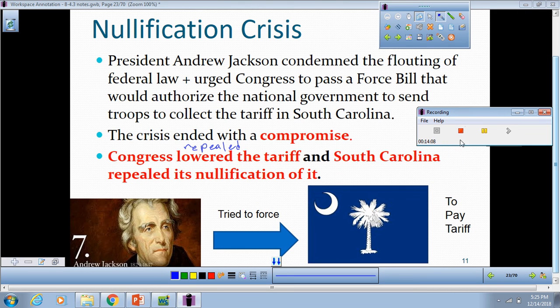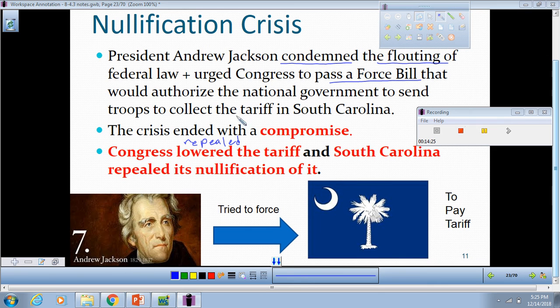Before we get to that, though, let's look at the PowerPoint. So, the nullification crisis: President Andrew Jackson condemned the flouting of federal law and urged Congress to pass a force bill that would authorize the national government to send troops to collect the tariff in South Carolina. The crisis ended with a compromise.